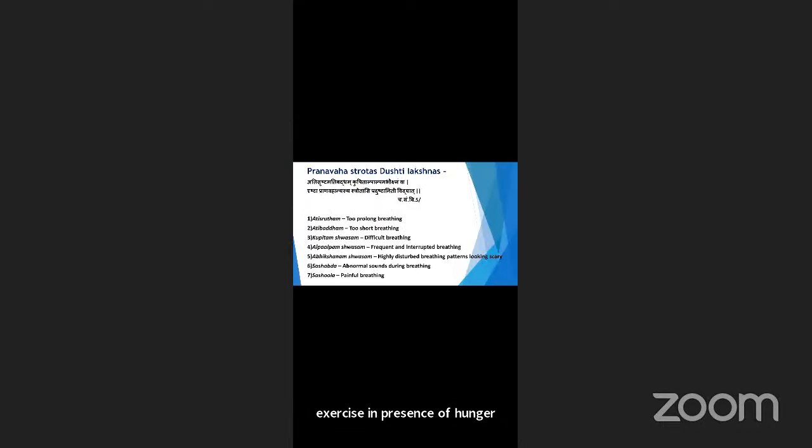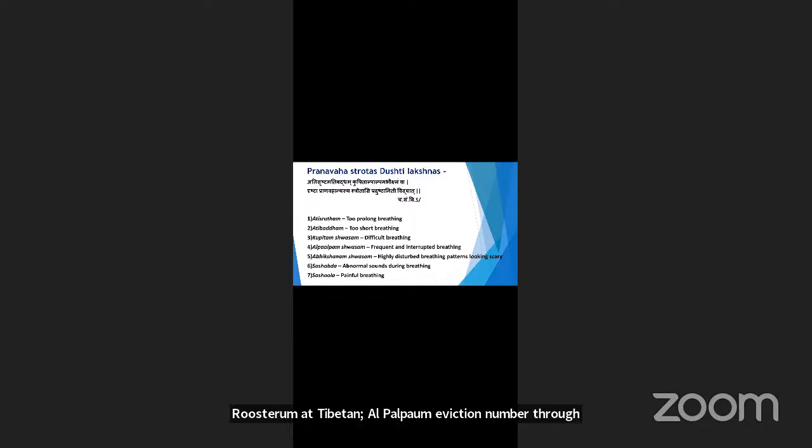Pranvah Srotas dushti lakshanas: अतिसृष्टम अतिबद्धम कुपितम अल्पाल्पम अभीक्ष्णम वा दृष्टा प्राणवाहन्यस्य स्रोतांसी प्रदुष्टानिति विद्यात. Reference from Charak Samhita Vimanasthan 5th chapter. Atisrushtam, that is too prolonged breathing. Atibaddham, too short breathing. Kupitam shwasam means difficult breathing. Alpalpam shwasam means frequent and interrupted breathing. Abhikshanam shwasam means a highly disturbed breathing pattern looking scary. Sashabda means abnormal sound during breathing, and Sashul means painful breathing.